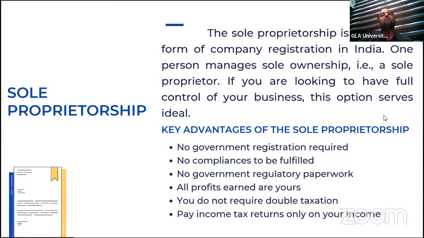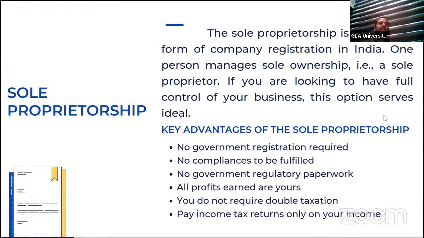Then what do you mean by sole proprietorship? So we'll go one by one. What are the different types of businesses? So number one is sole proprietorship. Sole proprietorship is the easiest form of company registration in India. One person is the sole owner of the whole entity, right? Also called a sole proprietor.